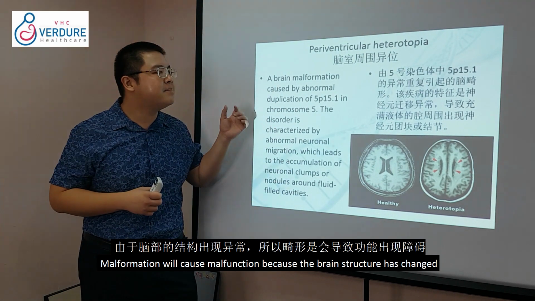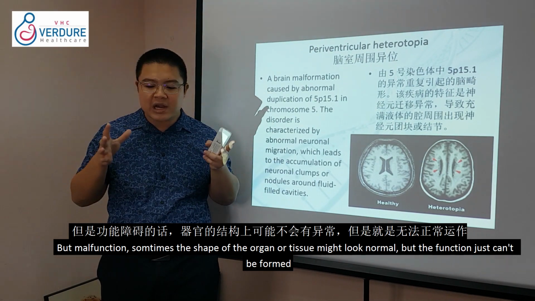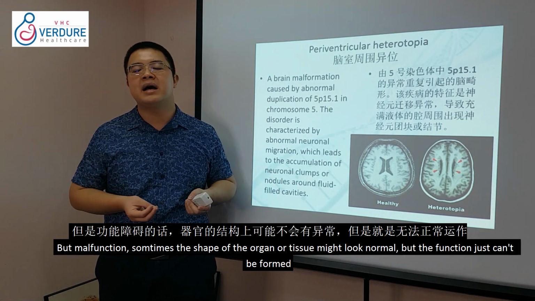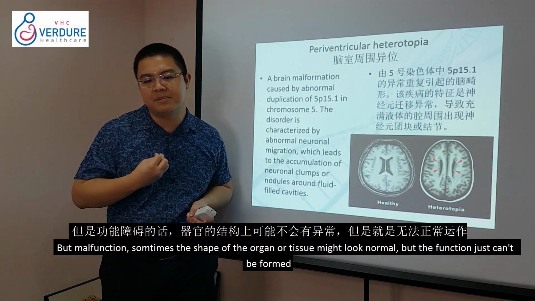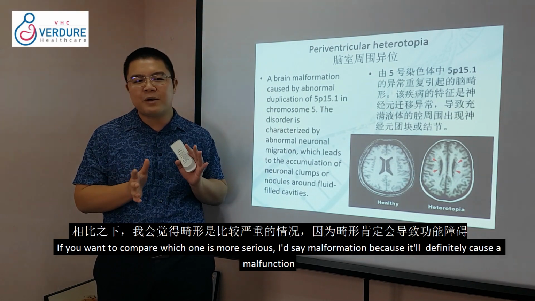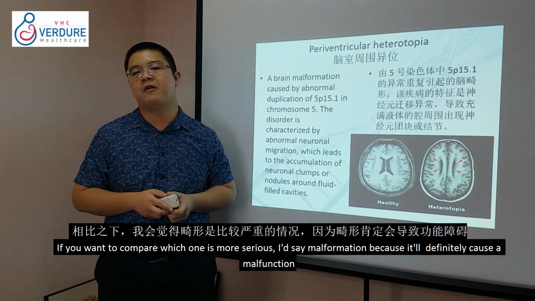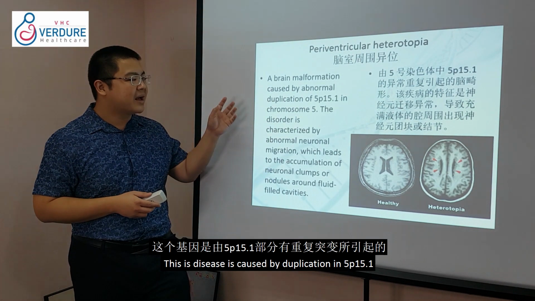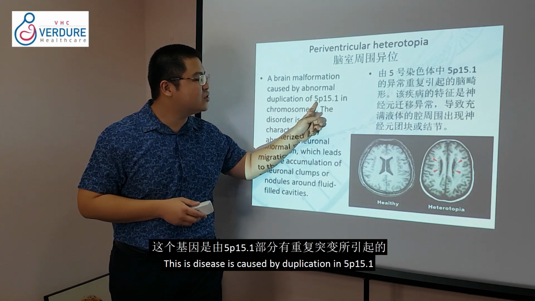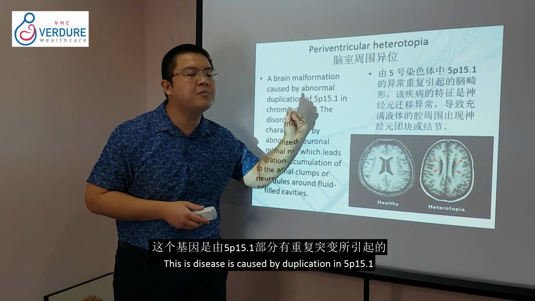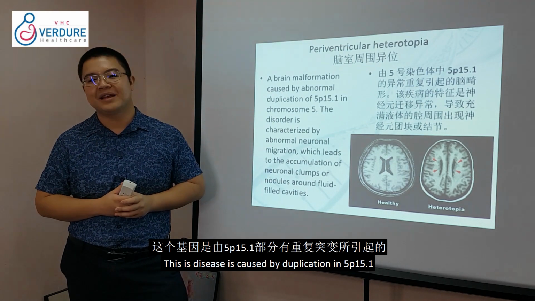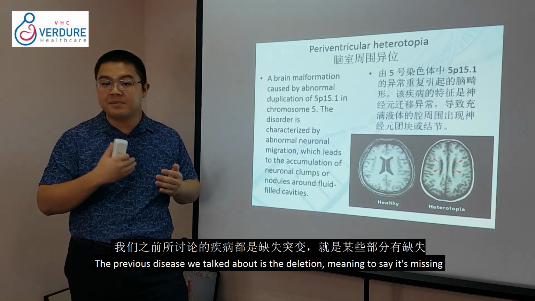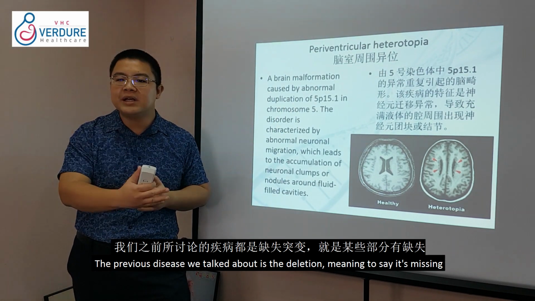bad way. But malfunction, sometimes the shape of this organ or tissue might be there, okay, it might look normal, but the function just can't be performed. Alright? So if you want to compare which one is more serious, I would say malformation because it will definitely cause a malfunction. So now the thing is that this disease is caused by 5p15.1 duplication. Okay? So remember the previous disease we talked about is a deletion, meaning to say it's been missing. But this one, there is a duplication of it.